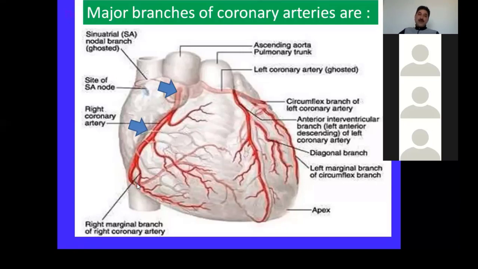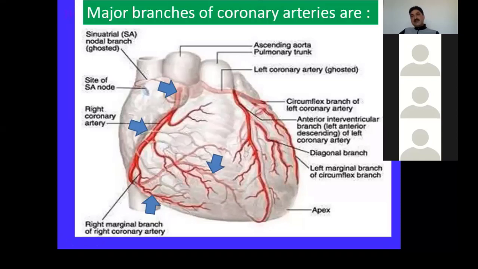Then after it reaches the right margin of the heart, we call it the right marginal artery. As already said, we name these branches depending upon the region of the heart they supply. Here it supplies the right margin of the heart, so we call it the right marginal artery, a branch from the right coronary artery. It winds around the right border of the heart, enters the posterior part of the interventricular sulcus, and gives a branch which enters the posterior interventricular sulcus.